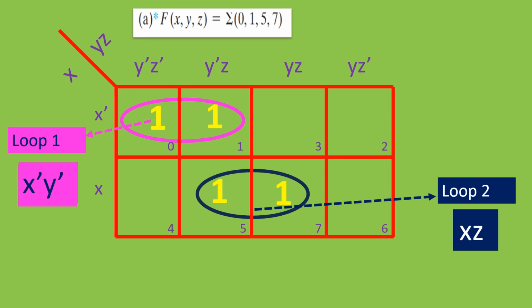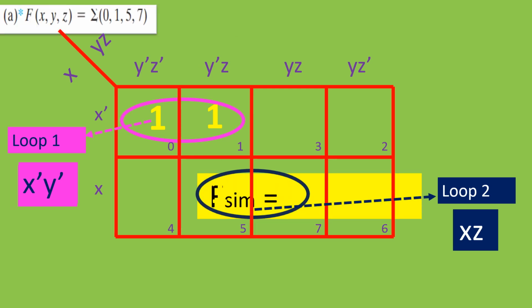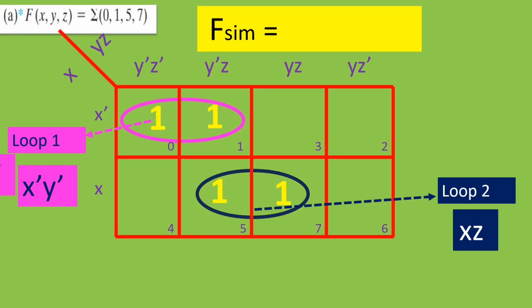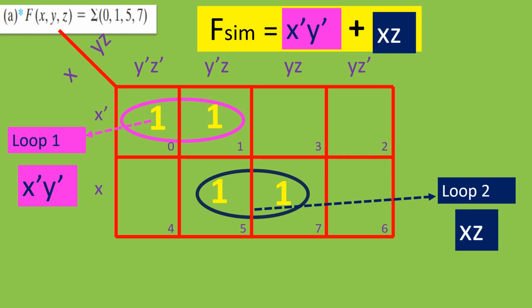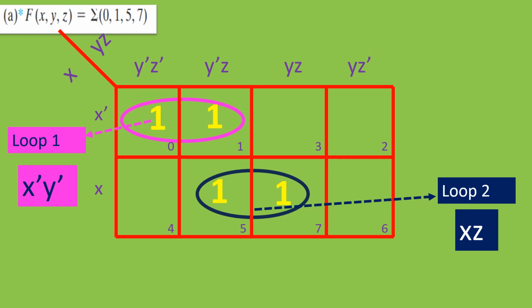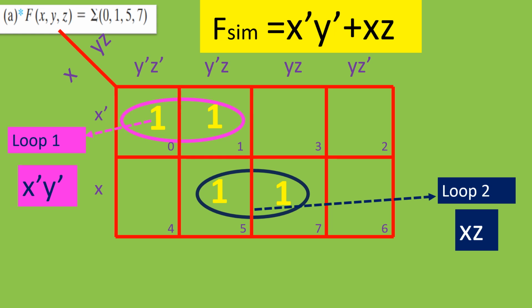Now we can write the simplified function, that is f simplified, equal to x dash y dash from this first loop plus xz from this second loop. Okay, so this is our required answer.